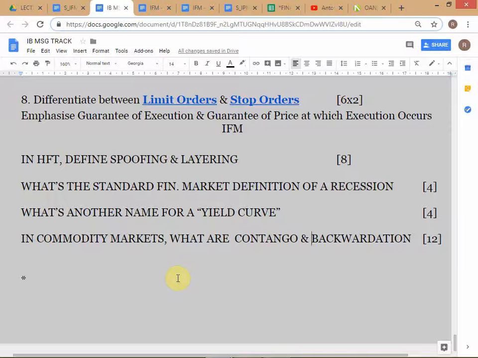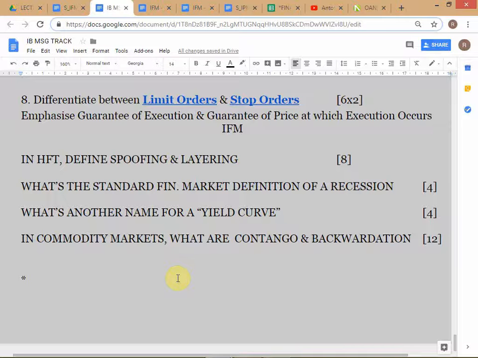Finance. The expression, yeah, so that's the right answer. When I ask you in which asset class the expression yield curve is used, the answer is debt. The yield curve expression is only used in the asset class that we refer to as debt, not in equities, not in commodities.